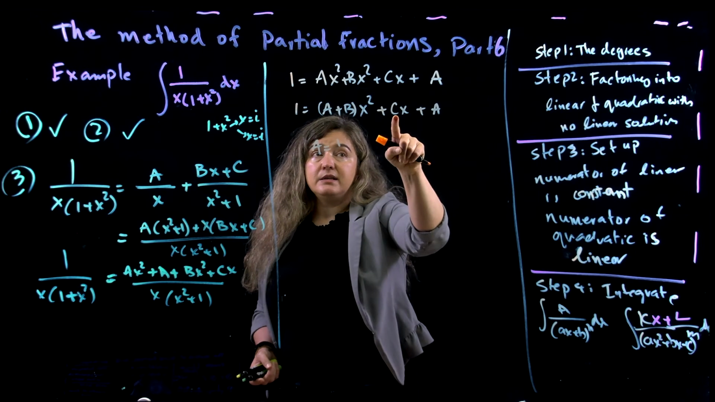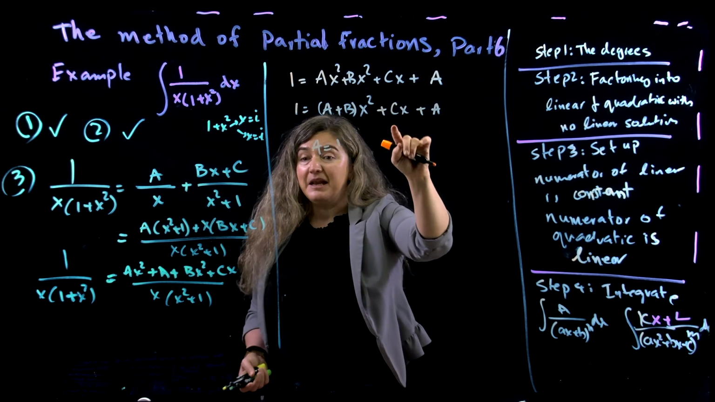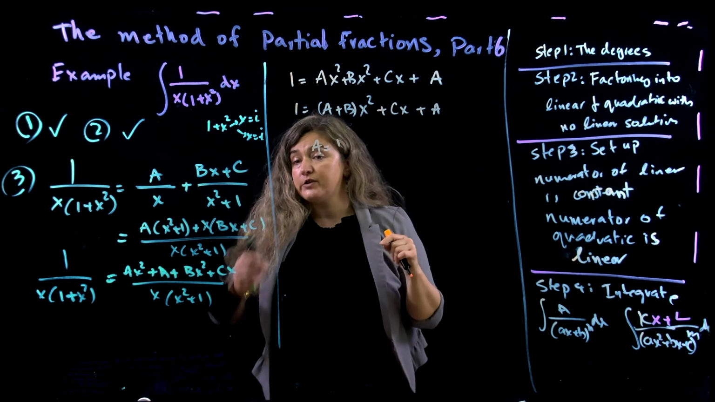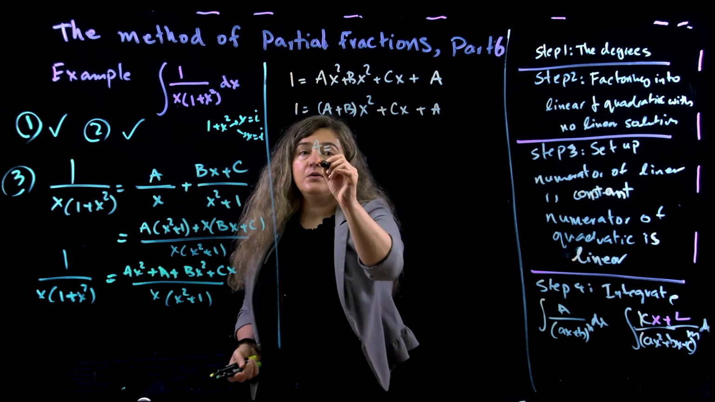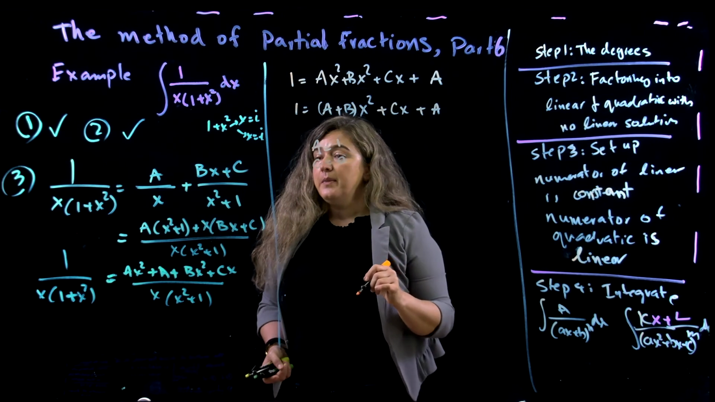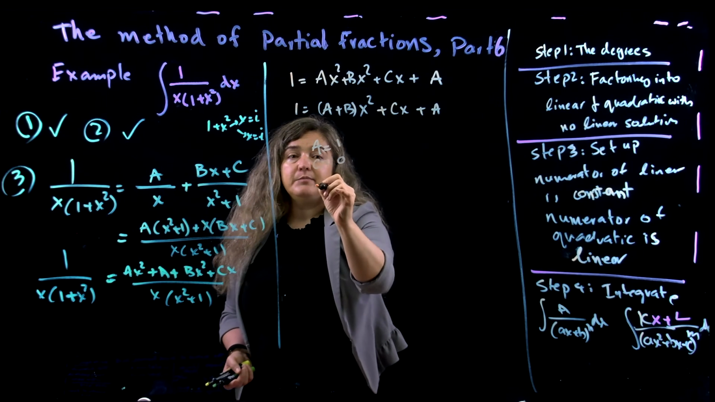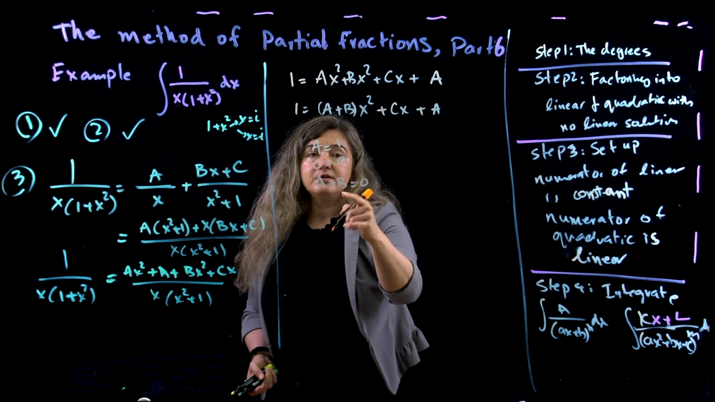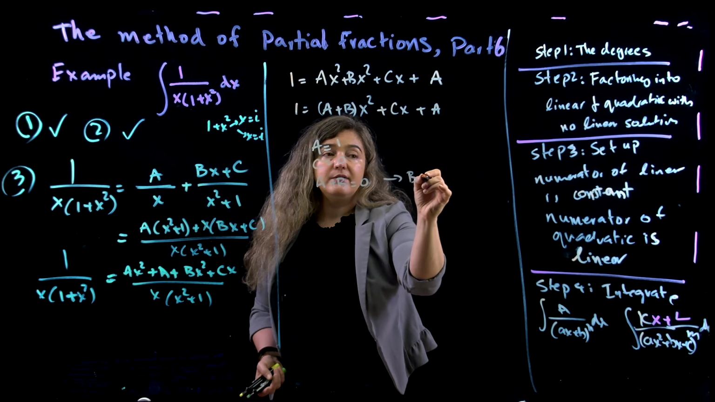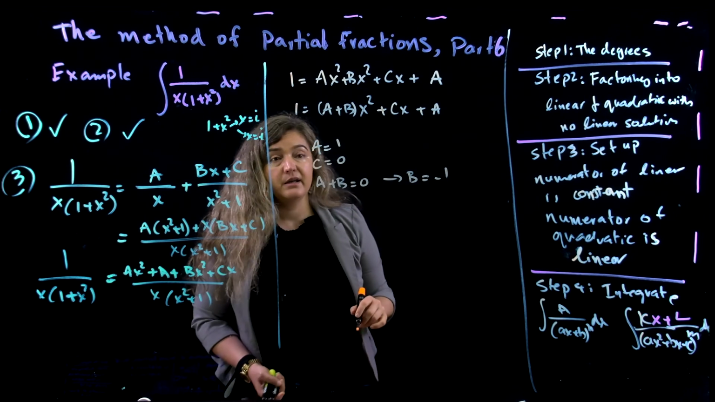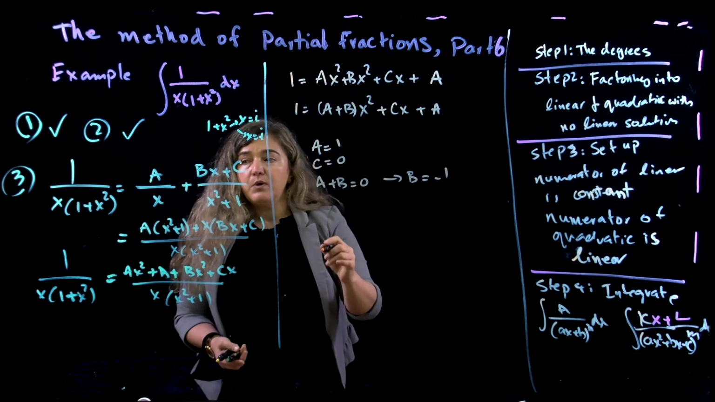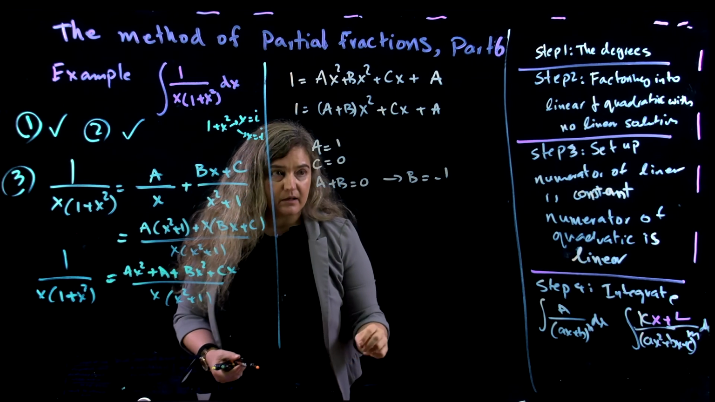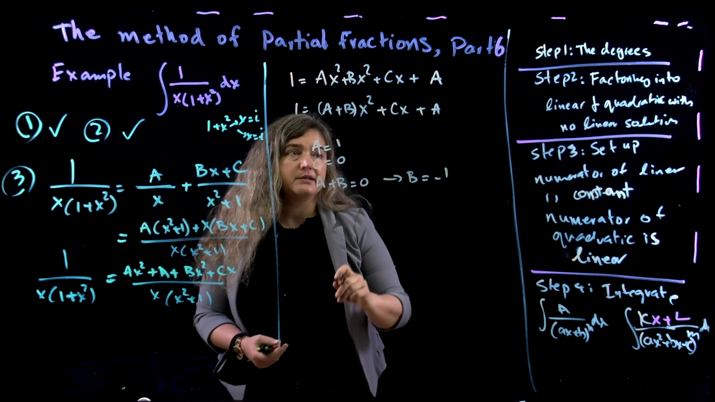And the next one is c, and a were the same, right? And c times x, there is no x on this side, so the coefficient of x on the left side is 0, so c is equal to 0. And then I have a plus b. The coefficient of x squared is 0 on the left side, so b is equal to negative a, or is equal to negative 1.